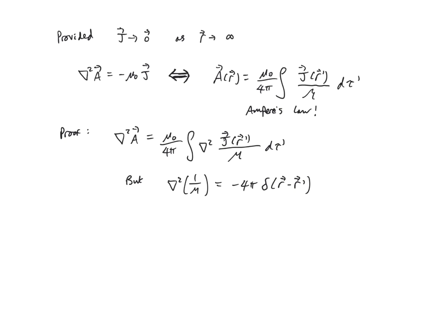Okay, so let's do a quick example. Let's look at the vector potential of a current-carrying long straight wire.